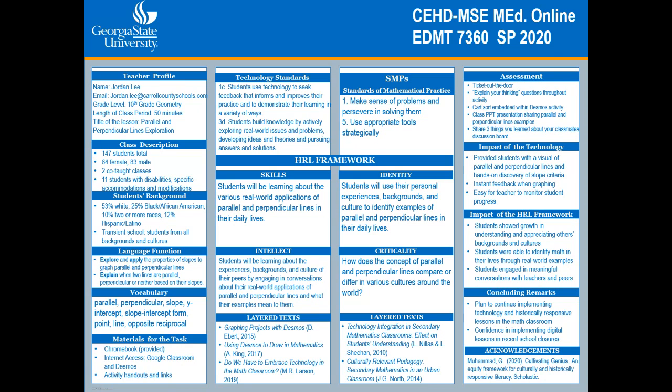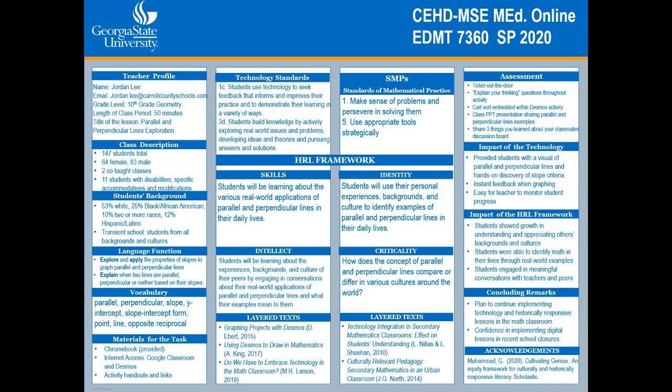The impact of the technology was that it provided students with a visual of parallel and perpendicular lines and hands-on discovery of SLOPE criteria. The Desmos technology also provided instant feedback when graphing, so students were able to tell if their lines were parallel or perpendicular based on the equation that they typed in, and if something didn't look right, they were able to adjust immediately. And last, the technology was easy for the teacher to monitor student progress.